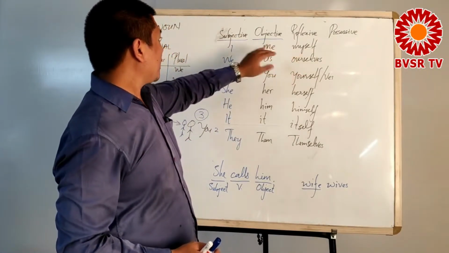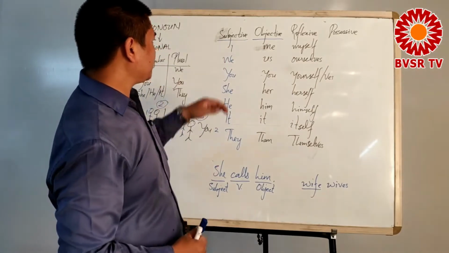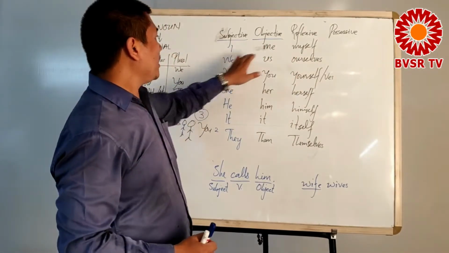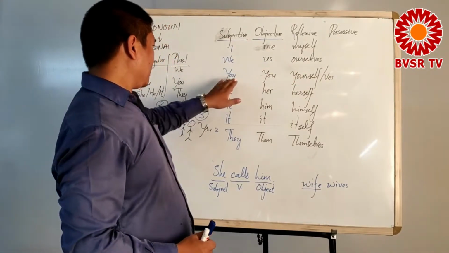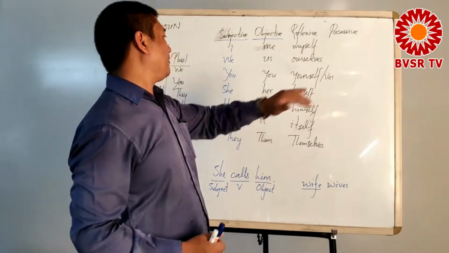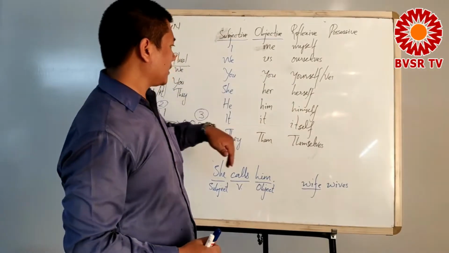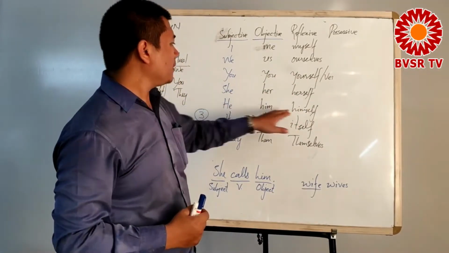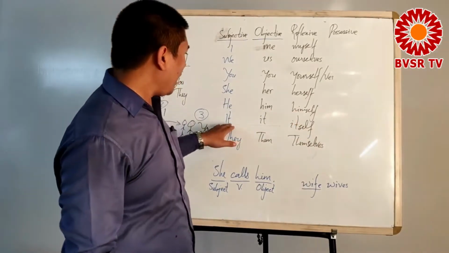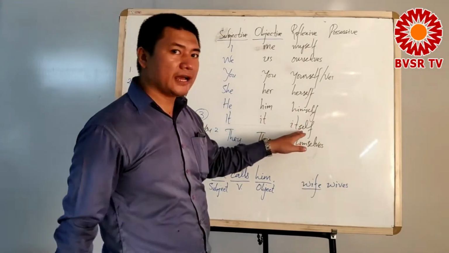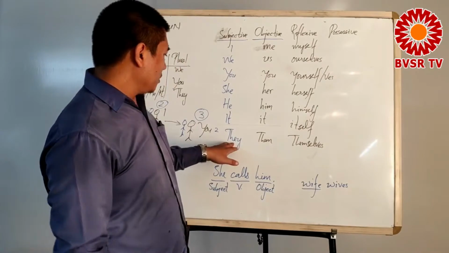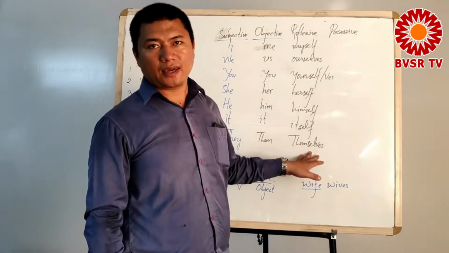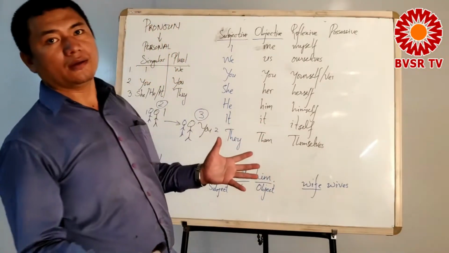For example, when you make a sentence: I myself have completed the cake. We ourselves have completed the cake. You yourself have completed the cake. She herself has completed the cake. He himself has completed the cake. It itself has completed the cake. They themselves have completed the cake. In a sense, they have eaten all the cake.